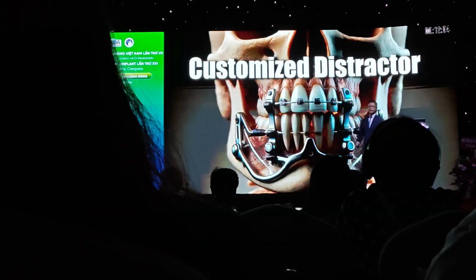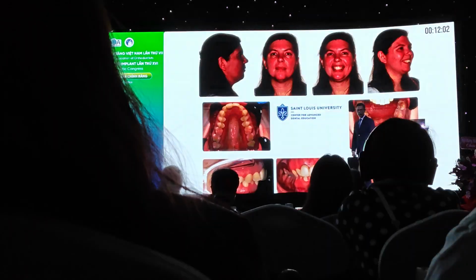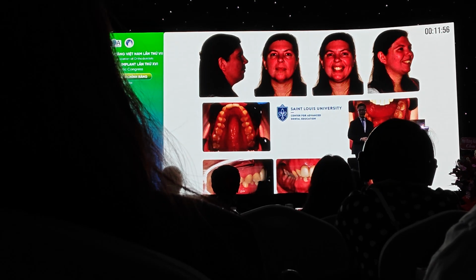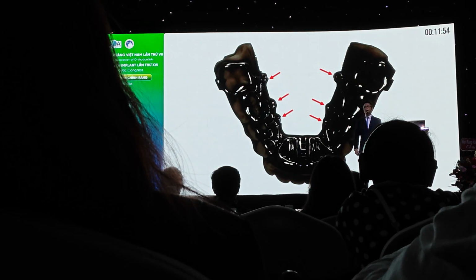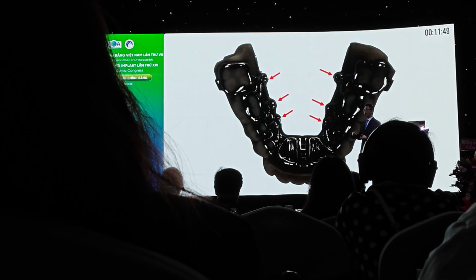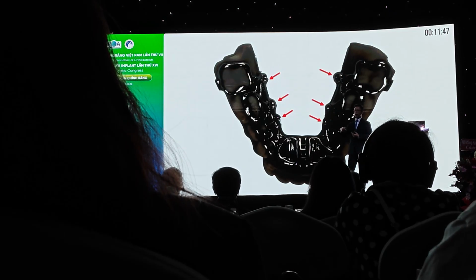So now we are making this a customized distractor. This patient also needs an expansion of the upper jaw and the lower jaw. She's a sleep apnea patient. And then we make this a metal printed expander. You have those 6 holes in between the roots. You can use a mini screw to secure.